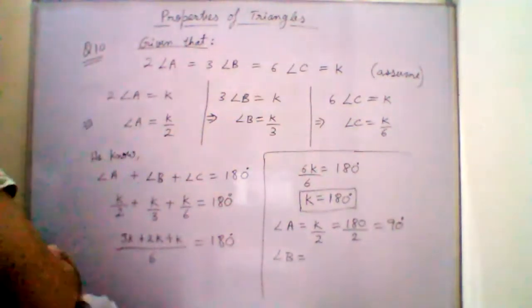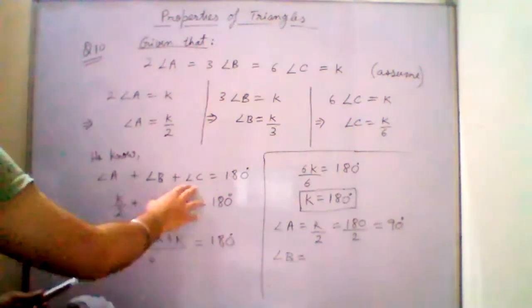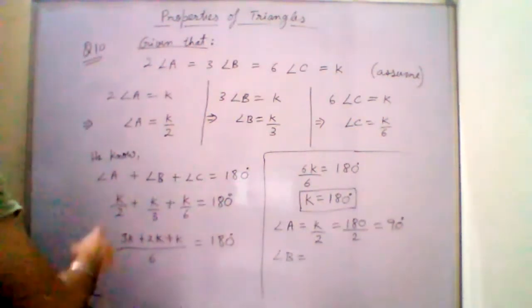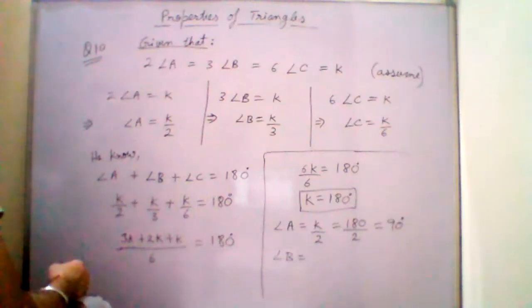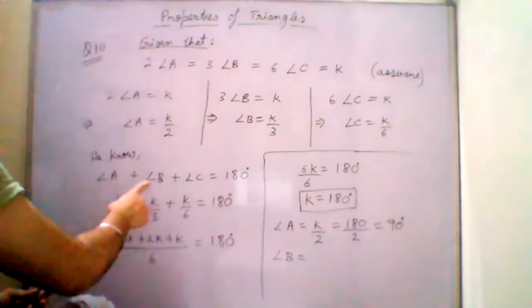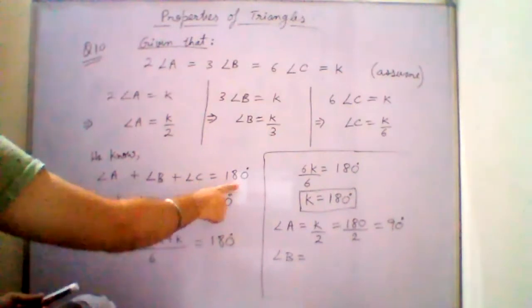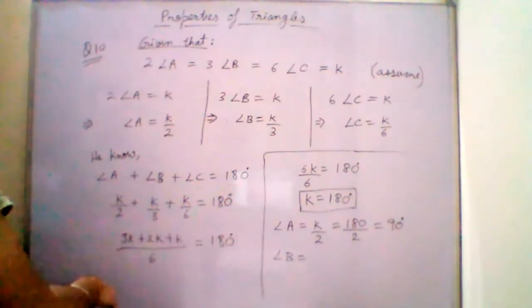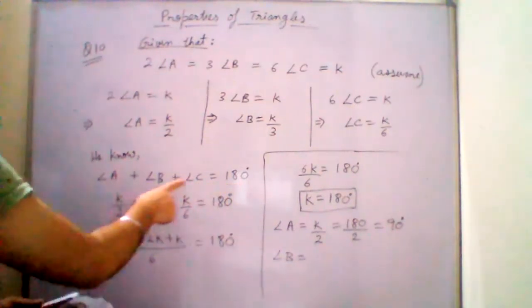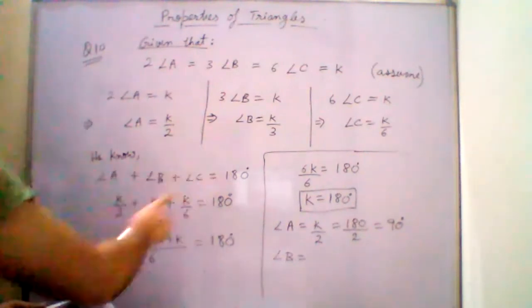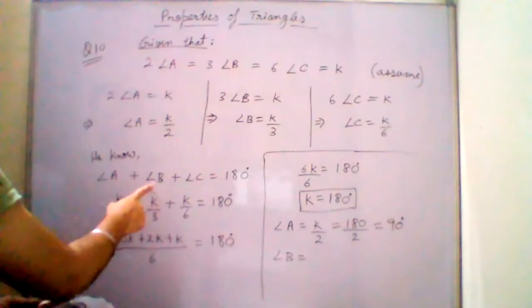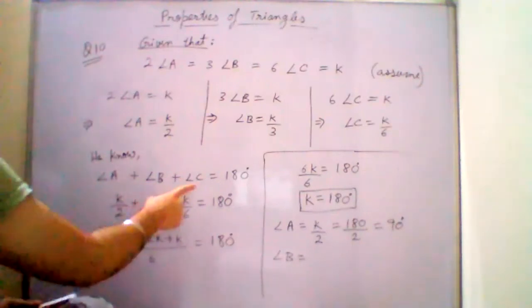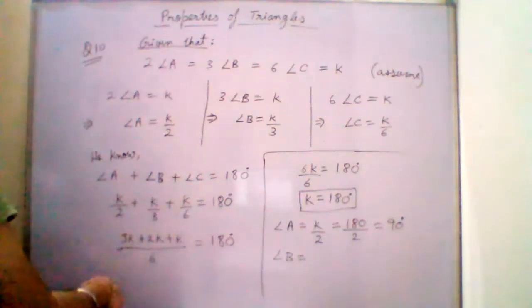Now what? Now you all know that the sum of all three angles is equal to 180 degrees. What is the reason? This is the angle sum property, which we apply in every question. Yes, sir, angle sum property. Sum of all three angles equals 180. Now put the values of all three in terms of K: angle A is K upon 2, angle B is K upon 3, and angle C is K upon 6.